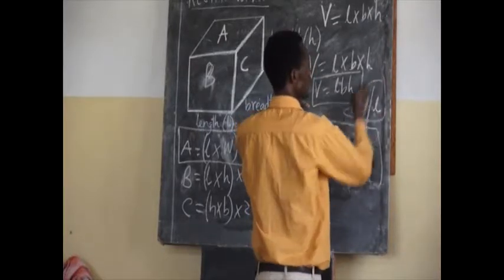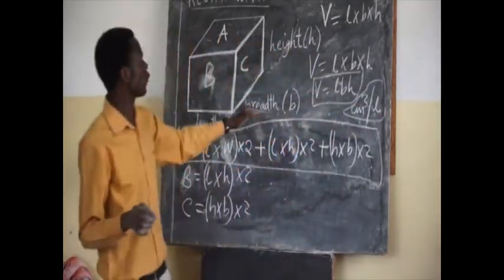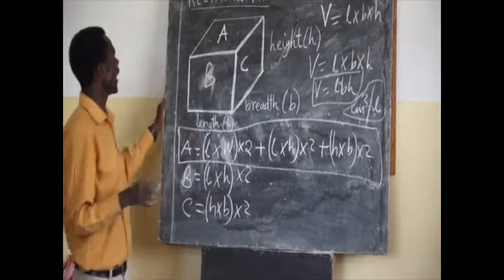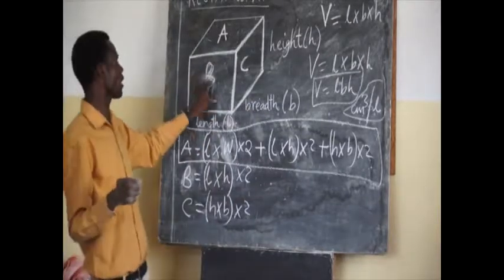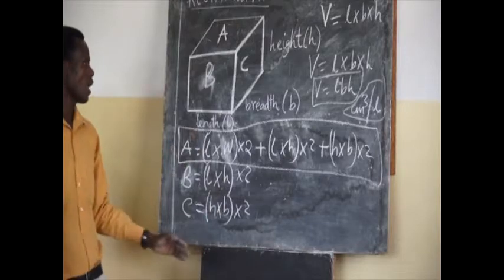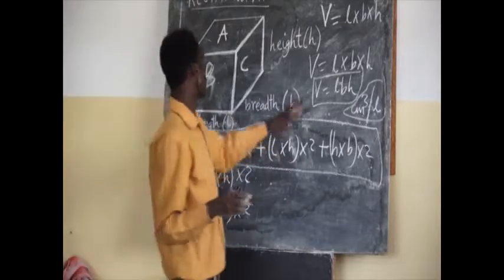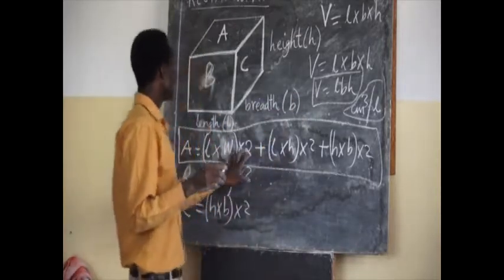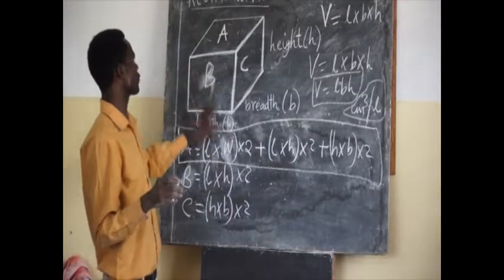So you can use it in one of the symbols. Therefore, this is how we can calculate the surface area of the rectangular box and the volume of the rectangular box. Now let us see how to use these two formulas that we have written here.